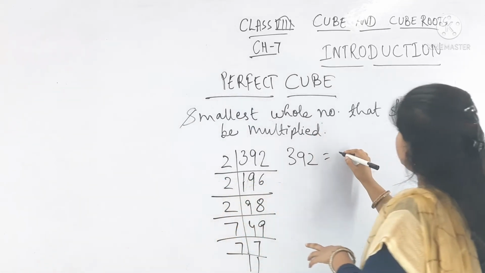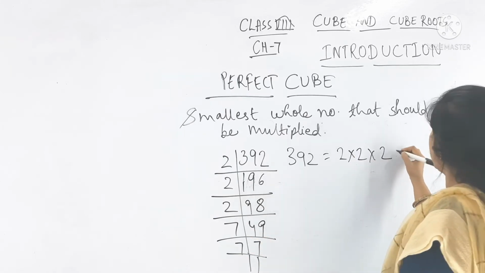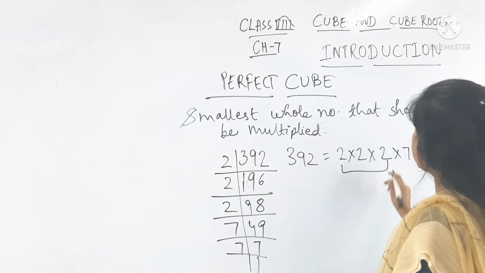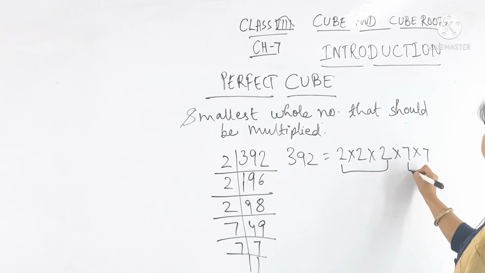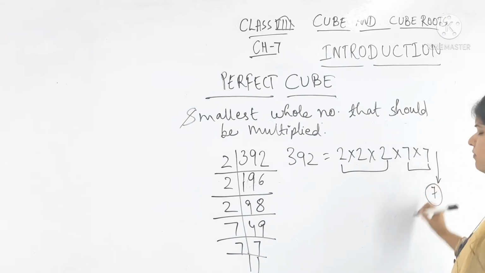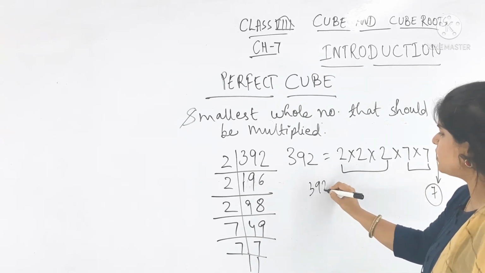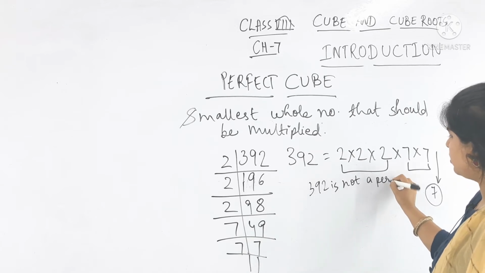392 is equal to 2 into 2 into 2, that is 3 times, into 7 into 7. So here you can see this is the triplet of 2s, but 7 has no triplet. Here the missing 7 is needed for the perfect cube. So 392 is not a perfect cube.